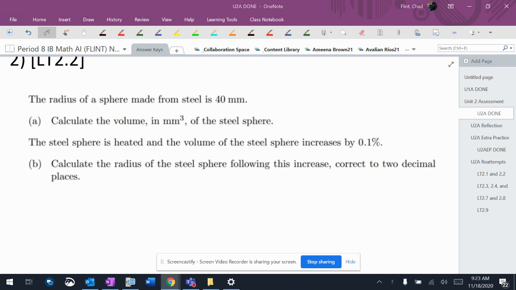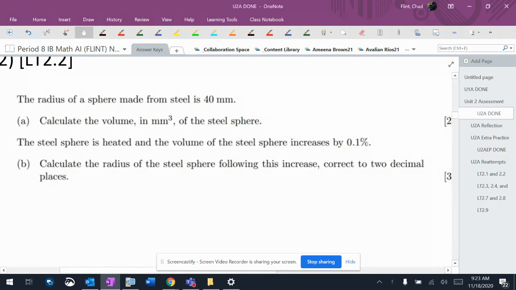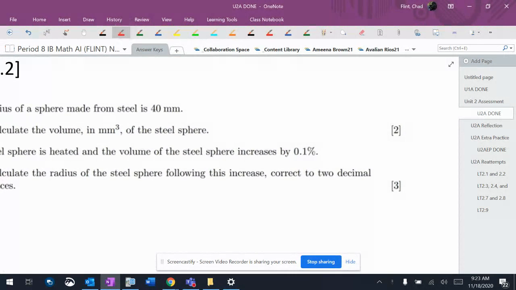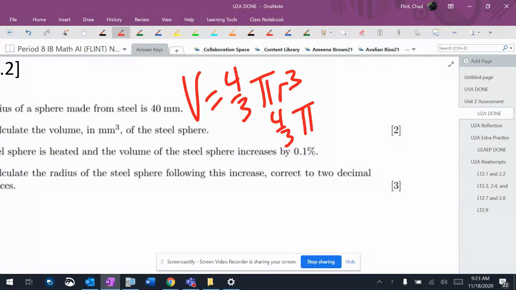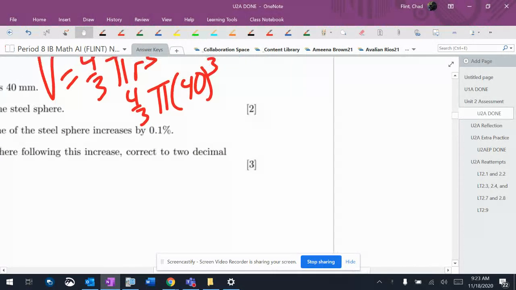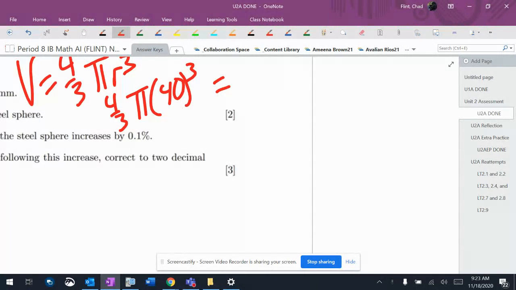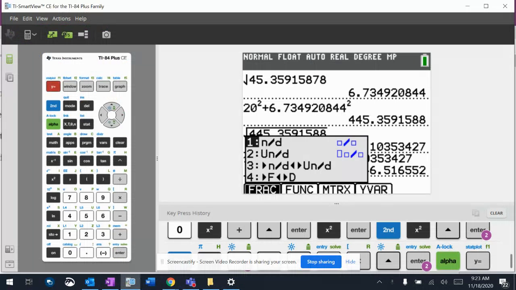So another pretty typical IB question here, in terms of it wants you to find a volume, which for part A is very straightforward. It gives me the radius of the sphere. So volume equals, look this up, 4/3 pi r cubed, which is 4/3 times pi times 40 cubed. Now it's going to be a pretty big number because 40 cubed is going to be big. So we'll go to the calculator.